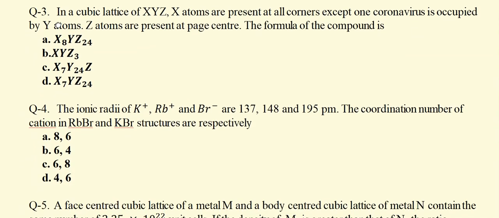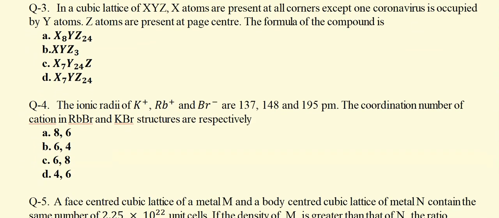Next, the third question is asking: in a cubic lattice of xyz, x atoms are present at all the corners except one corner. Okay, except one corner is occupied by y atoms. Z atoms are present at the center.